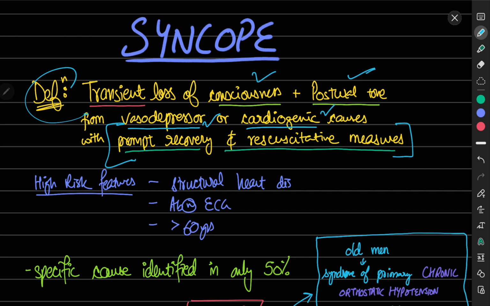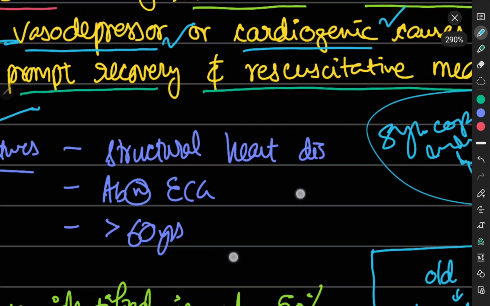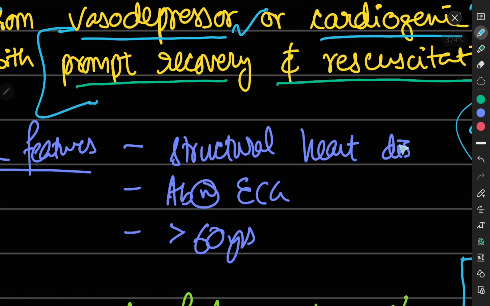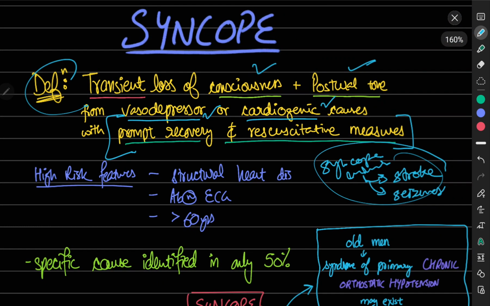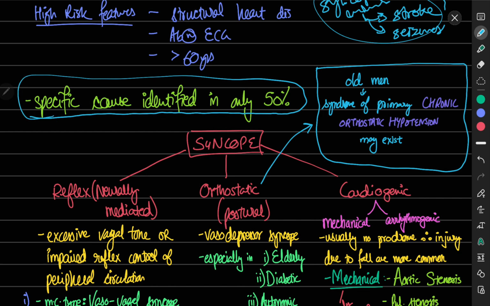Otherwise, we have syncope mimics. We can have stroke, we can have seizures. What are the high risk features? Anyone having structural heart disease, abnormal ECG findings, and age more than 60 years are at risk for syncope. Note that a specific cause is identified in only 50% of individuals.